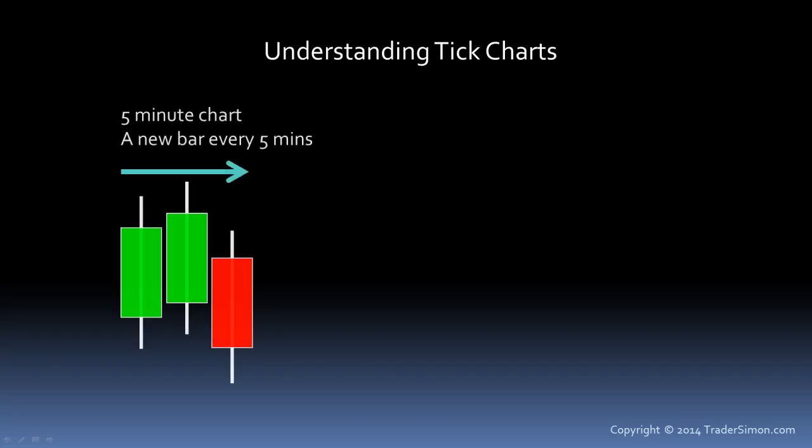We all know how time-based charts work. They advance by a set period of time, no matter how much trading has taken place in that period. So for a 5-minute chart, we're going to get a new bar every 5 minutes.